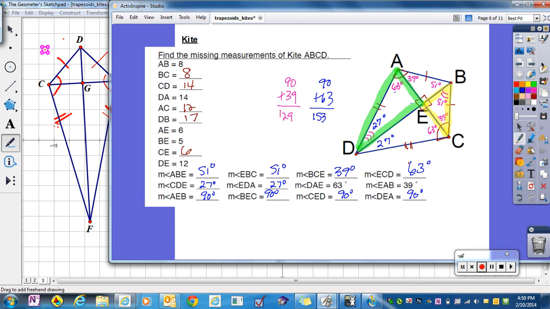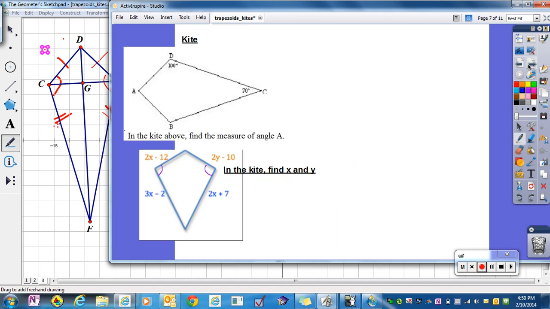Alright, now what I want you guys to do on your own, oh, just kidding, we got a couple more we're going to do together. Alright, so again, we've got a kite. Alright, and as you can see, these are the two sides that are congruent, as are these two, which makes angle D and angle B congruent. So that means that these are both going to be 100 degrees.